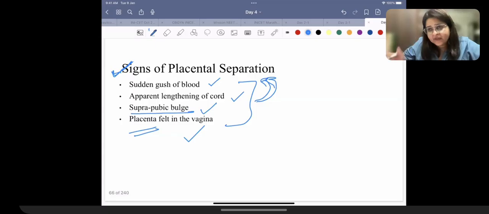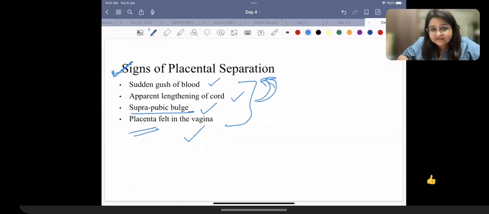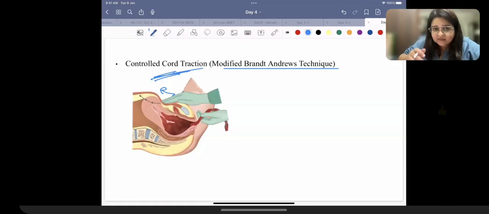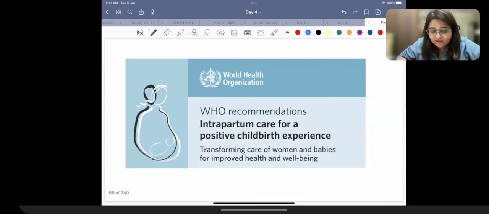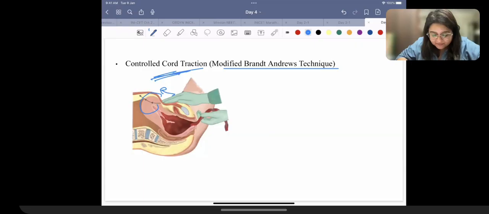काफी बार तो placenta अपने आप ही निकल जाता. You don't have to do anything. But if you've seen these signs and the placenta still hasn't come out, you pull on the cord, ऐसे rotatory movements करके you pull on the cord and you push the uterus upwards. ठीक है. Bulge क्या है? Bulge is the uterus. ये दिख रहा है ना? ये suprapubic bulge बन गया because the uterus has contracted. So it appears as a suprapubic bulge.